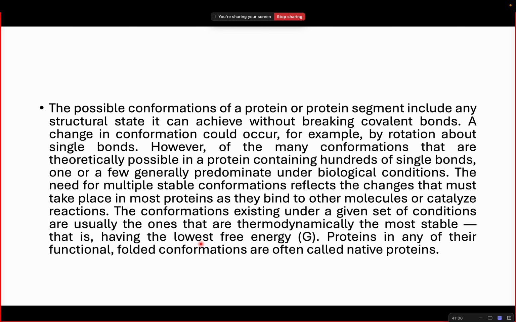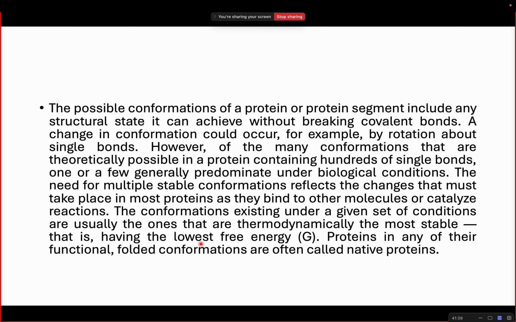The possible conformations of a protein or protein segment include any structural state it can achieve without breaking covalent bonds. A change in conformation could occur, for example, by rotation about single bonds. However, of the many conformations that are theoretically possible in a protein containing hundreds of single bonds, one or a few generally predominate under biological conditions. The need for multiple stable conformations reflects the changes that must take place in most proteins as they bind to other molecules or catalyze reactions.